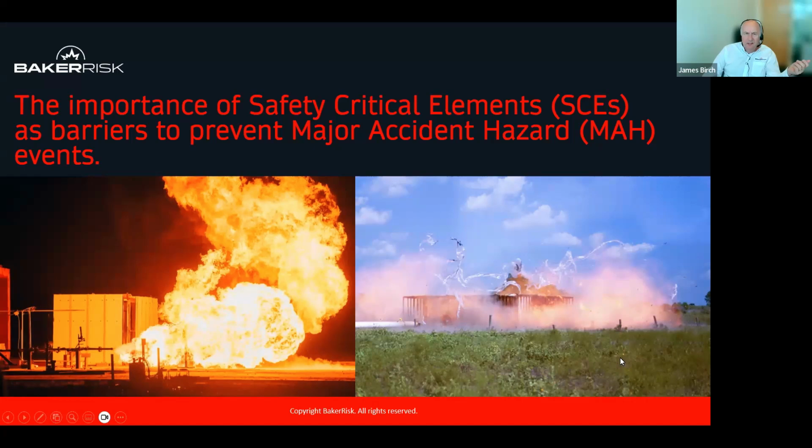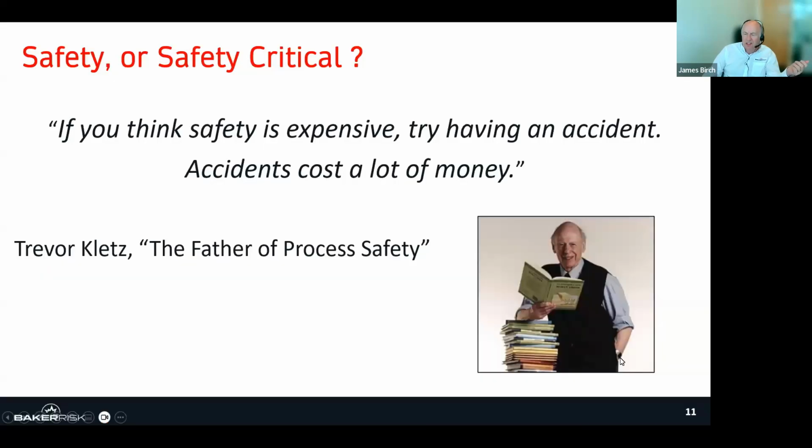If I steal a bit of wisdom from Trevor Kletz, who is often called the father of process safety, he famously said, if you think safety is expensive, try having an accident. Accidents cost a lot of money. Sadly, accidents, particularly major accident events, cost a lot of lives. They can destroy lives, they can destroy businesses, they can affect the environment. They are the serious ones we have to study.